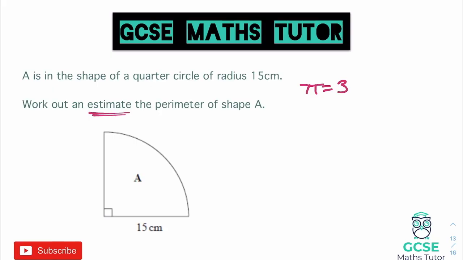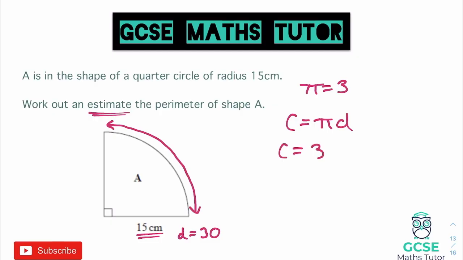Now when we're working out the circumference, that's going to be part of the perimeter. So this little arc here, which is part of the circumference, as we just said, is one of the numbers that we need. So we need to think about our circumference formula. So the circumference is equal to pi times diameter. So for this particular circle, the radius is 15, so the diameter will equal 30. So to work out the full circumference, we would do the circumference is equal to pi is 3 times 30. So the circumference is equal to 90 centimetres.